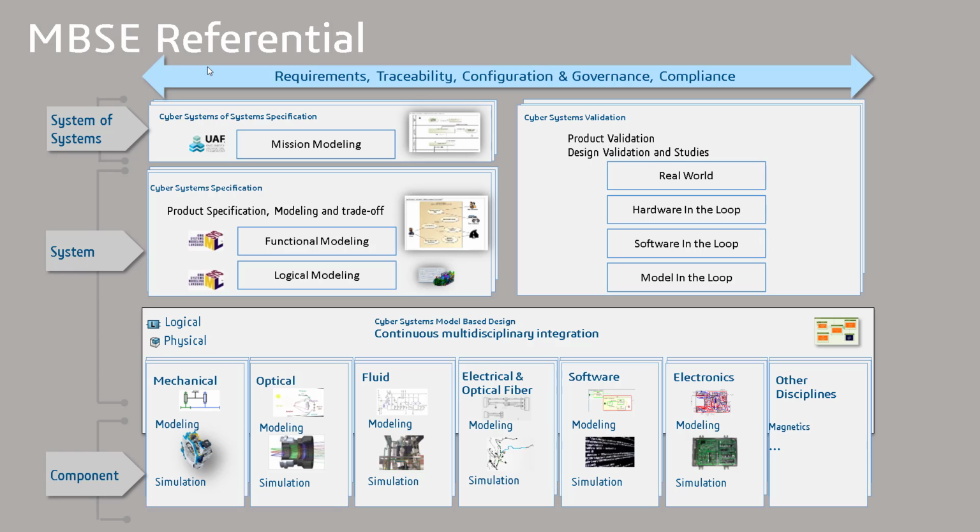From the MBSE referential, we see here that we start from the system of systems. That could be like in Unified Architecture Framework, DoDAF, enterprise architecture. Then we go to system engineering with SysML. And then we see here the design, all the design disciplines like mechanical, optical, fluidic, electrical, and optical fiber. Behind the scenes, we have the so-called RFLP-based metamodel, which is a common metamodel enabling interchange and integration of those models out of the box.